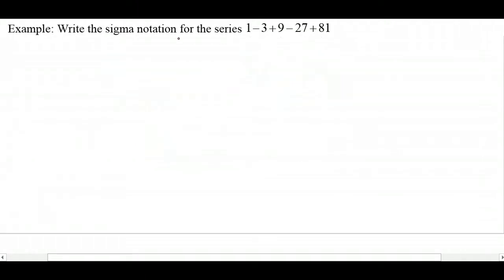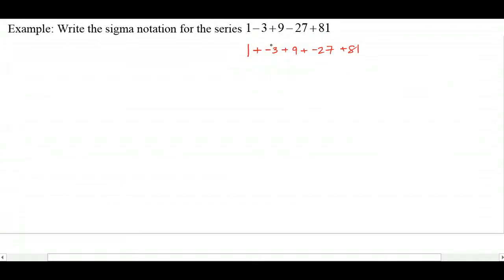So the last example, write the sigma notation for the series 1 minus 3 plus 9 minus 27 plus 81. So you might be thinking, well, sigma notation is adding a bunch of terms together. But we can still think about this as adding a bunch of terms together. We're adding 1 plus negative 3 plus 9 plus negative 27 plus 81. So subtraction is really just adding negative numbers, so it's fine that there's subtraction between them.